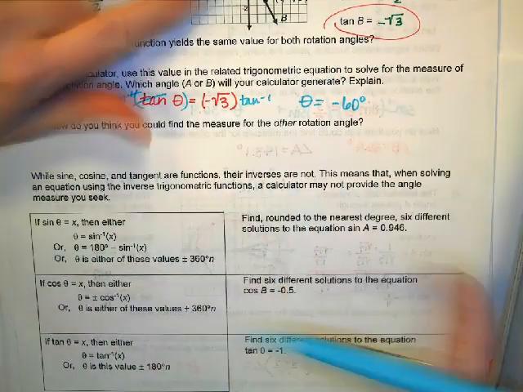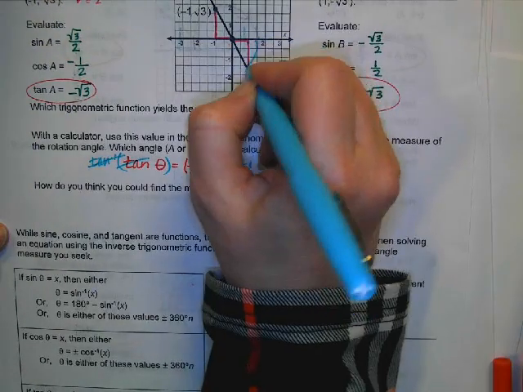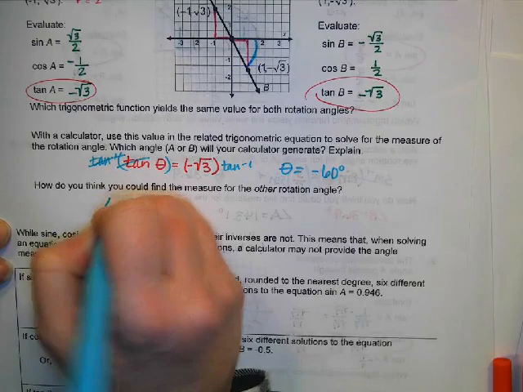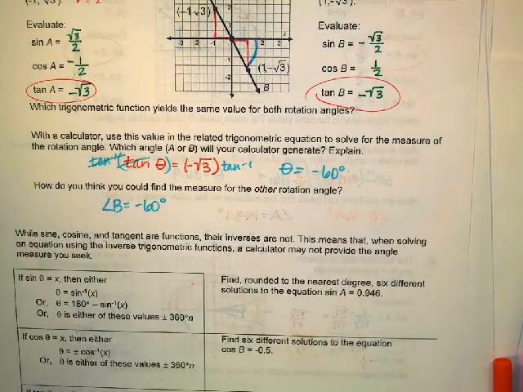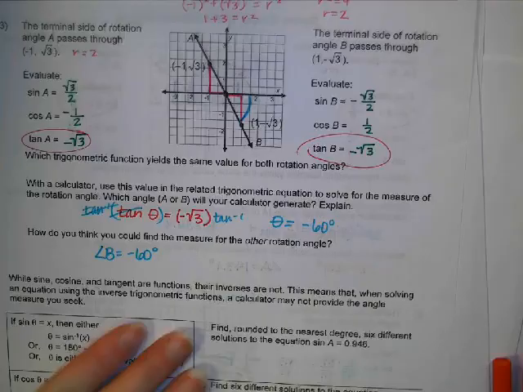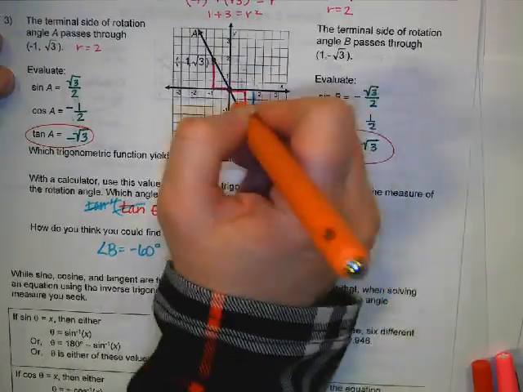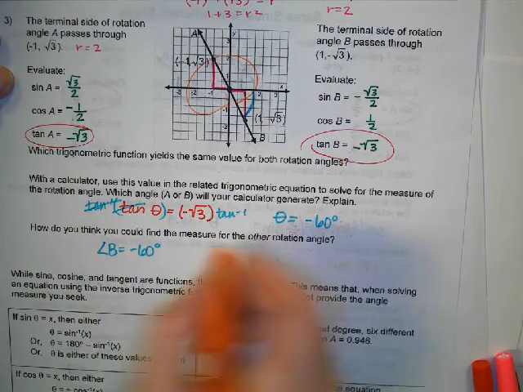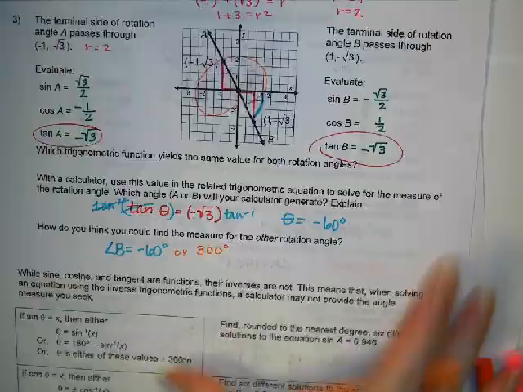So which angle is that when you look at your picture? Negative 60. Is that angle A or angle B? Yeah, it is angle B. So angle B equals negative 60. Before I move on to find angle A, I would also like to know what it is if I wanted the positive coterminal angle. So 300, because you add 360 to negative 60.